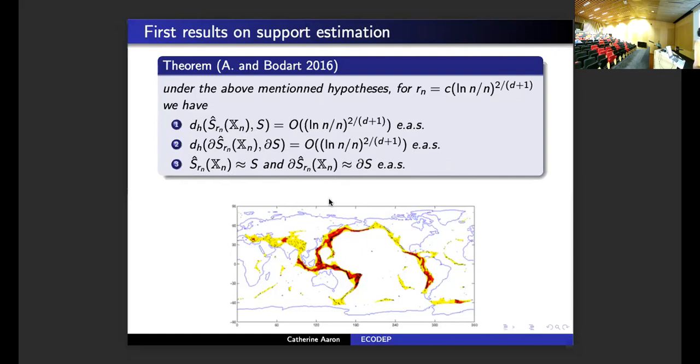Here is the result of the estimator on seisms. The yellow is the estimation of the support of the location of the seisms over a huge lapse of time. The red part is the seisms of more than 6 on the Richter scale over the same time. So you can draw maps.